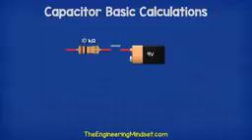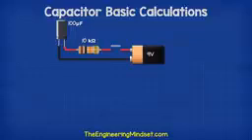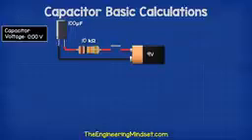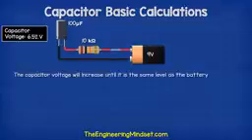Let's say we have a 9-volt battery, a 100 microfarad capacitor, a 10 kiloohm resistor, and a switch which are all in series. The capacitor is fully discharged, and we read 0 volts across the two leads. When we close the switch, the capacitor will charge. The voltage will increase until it is the same level as the battery.